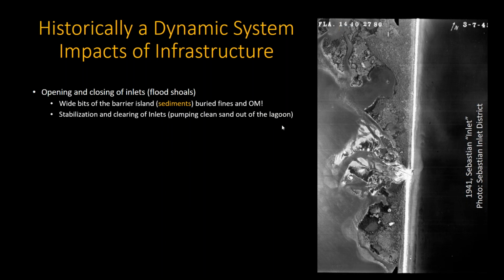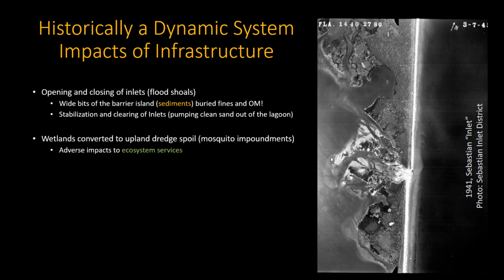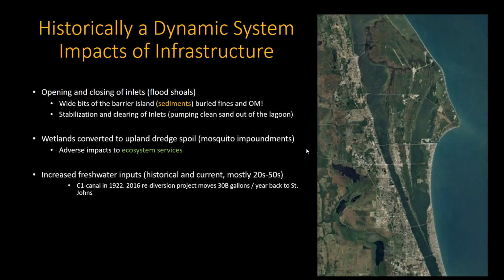And so again, pumping that sand out of the lagoon has removed some of this healthy sediment that would otherwise come in. Also, if you look at the flood shoals that are forming on the lagoon side of the barrier island, those kind of sandy, shallow areas. We decided we wanted to live in Florida. We also decided we didn't like mosquitoes. And so we dredged channels through a lot of these wetlands. We created upland dredge spoil islands with channels weaving in between them. And this process has changed a lot of the ecosystem services and altered the nutrient dynamics in these regions.